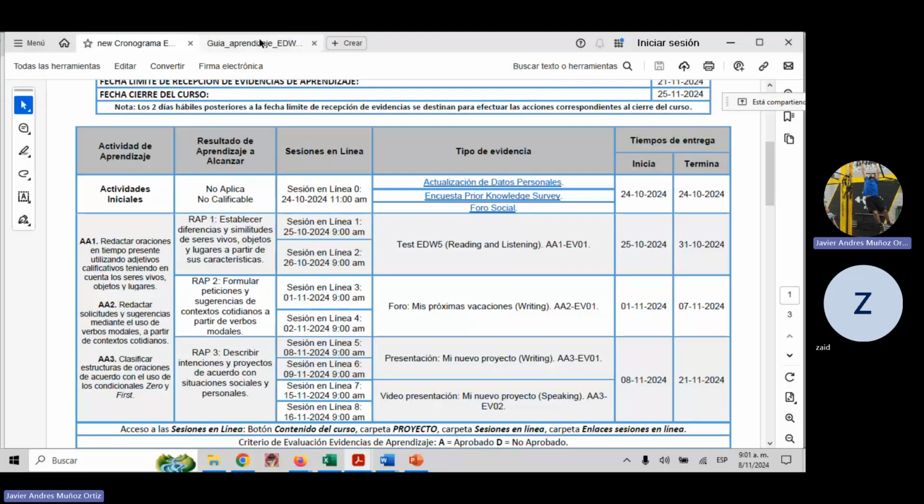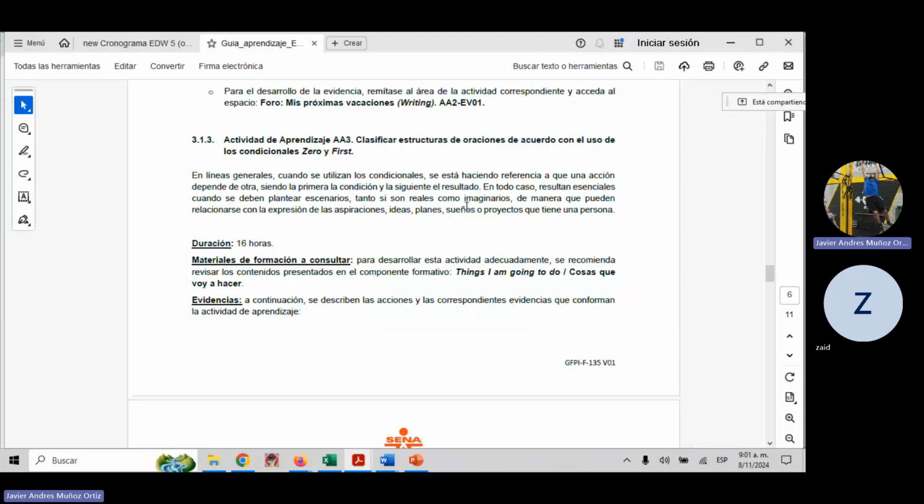Vale? So the learning guide says we need to use the zero and the first conditional. And I'm going to focus a lot on this because we need to use zero and first conditional. Otherwise, the evidence is not going to be completed, and therefore I will have to tell you to complete the evidence again or to remake it, because we need to use zero and first conditional.